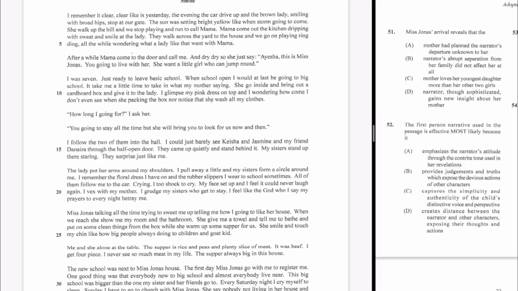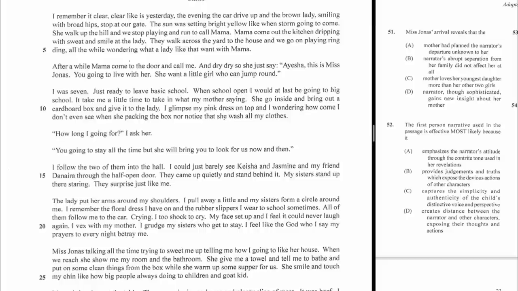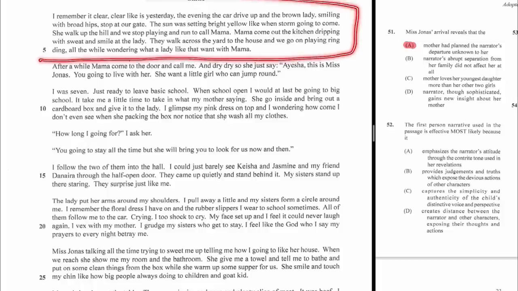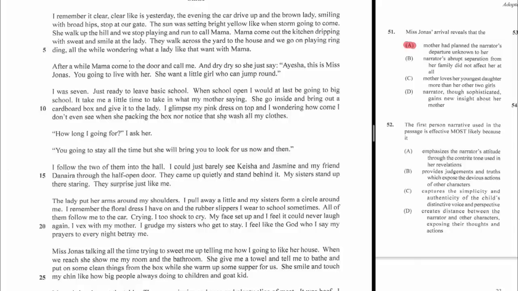Okay, 51. Miss Jonas's arrival reveals that the mother had planned the narrator's departure unknown to her. We see here in the first paragraph that the speaker is confused about who this new lady is. But Mama is aware of what's happening. The meeting is obviously set up. And then Mama announces, "Aisha, this is Miss Jonas. You're going to live with her. She wants a little girl who can jump around."